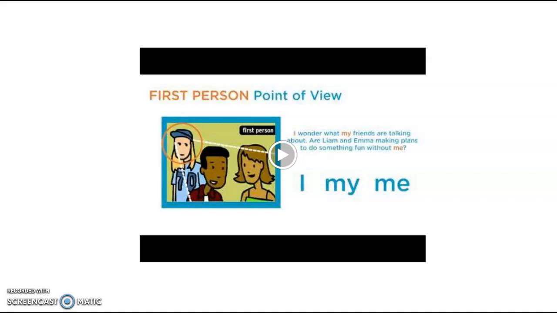Hello, children. The target for this lesson is to understand the difference between first person point of view and third person point of view. This is something that will be on your state test in third grade, so it's very important to learn this and get really good at it.